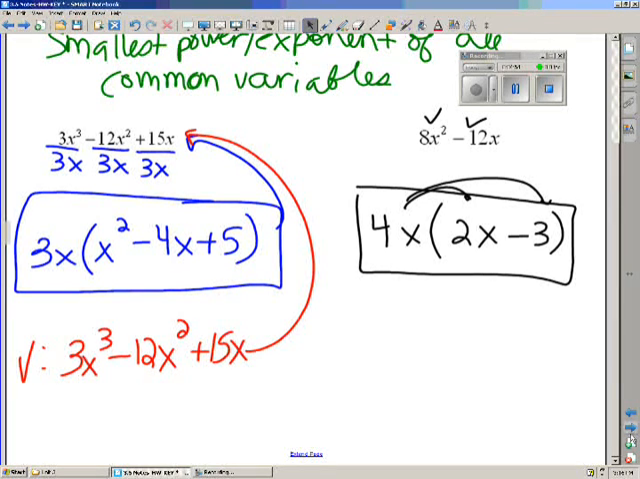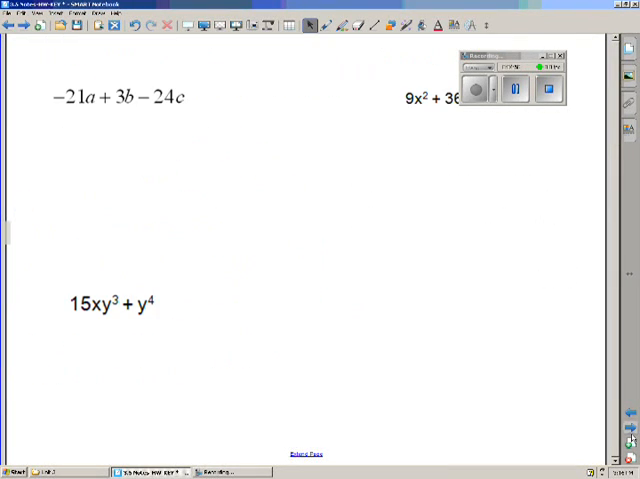Let's take a look at the next one. We've got 21a, negative 3b, and negative 24c. Two ways to do this. Because the leading coefficient is negative, I tend to pull out a negative GCF. You could pull out a positive GCF. Your answer will look different, but there are two correct answers.